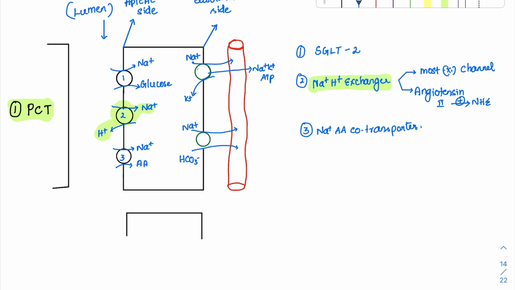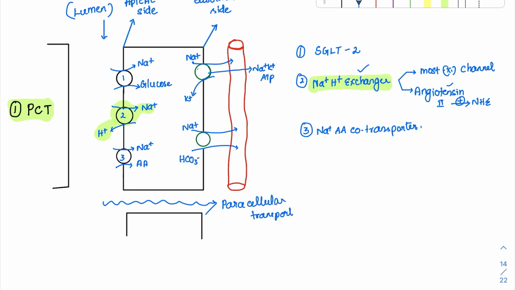So this is all about the PCT. You have to remember the sodium hydrogen exchanger and angiotensin stimulating it. These two are the important points. In some of the segments, we will see that some of the ions go through this route between the cells. What is this transport called? It is called paracellular transport. In between the two cells, it is being transported. So this is also important.